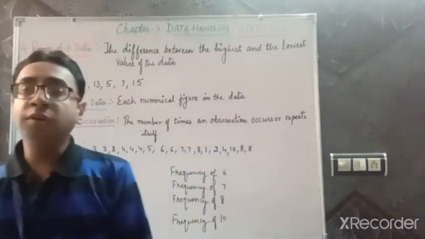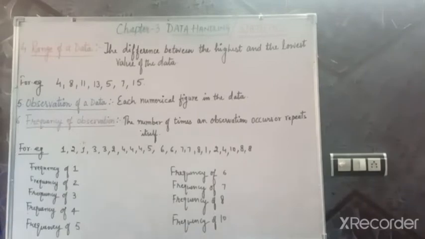Let us continue further with the data handling chapter. Previously, we did a few definitions. Today, we will do a few more definitions. The last definition we covered was array. Let's move on to the fourth definition, which is very important: the range of the data.